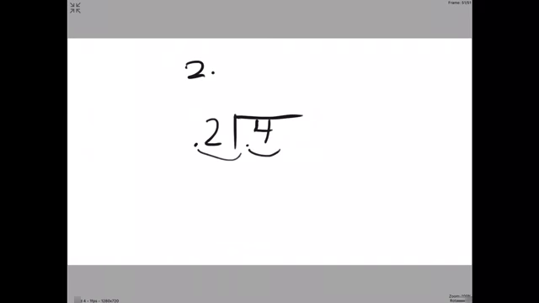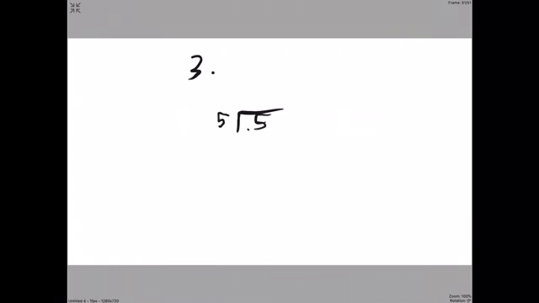You do the same things with the decimals and move them. And you place the decimal up. 4 divided by 2 is 2. So our answer again is 2.